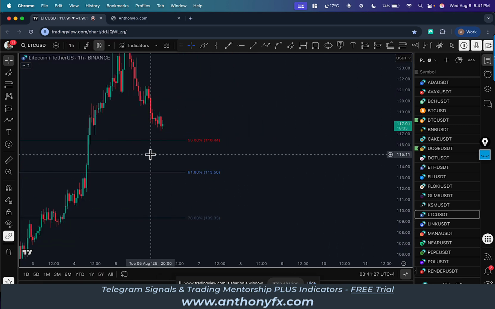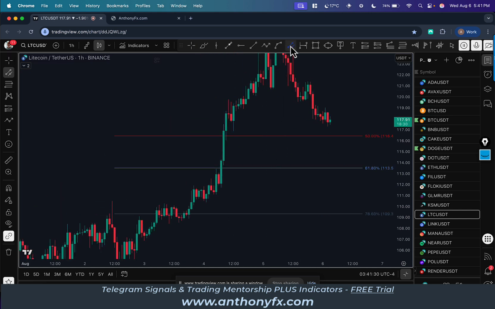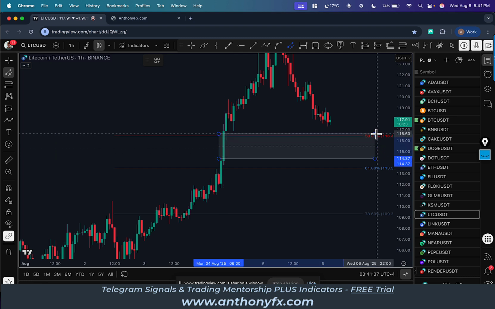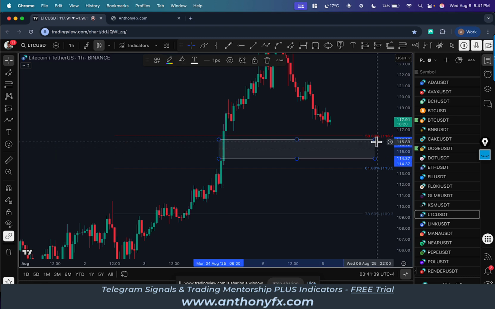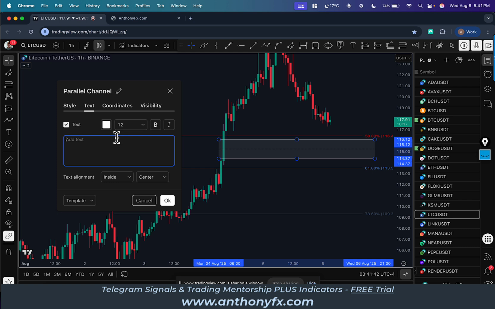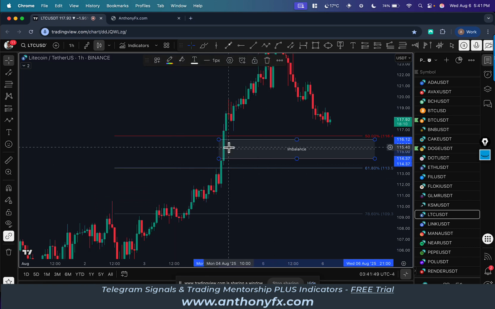Have a look here. See this thin candle here? This is a bullish imbalance. So there is a possibility that price trades back down into this level, looking to rebalance. So I'm always looking at imbalances.